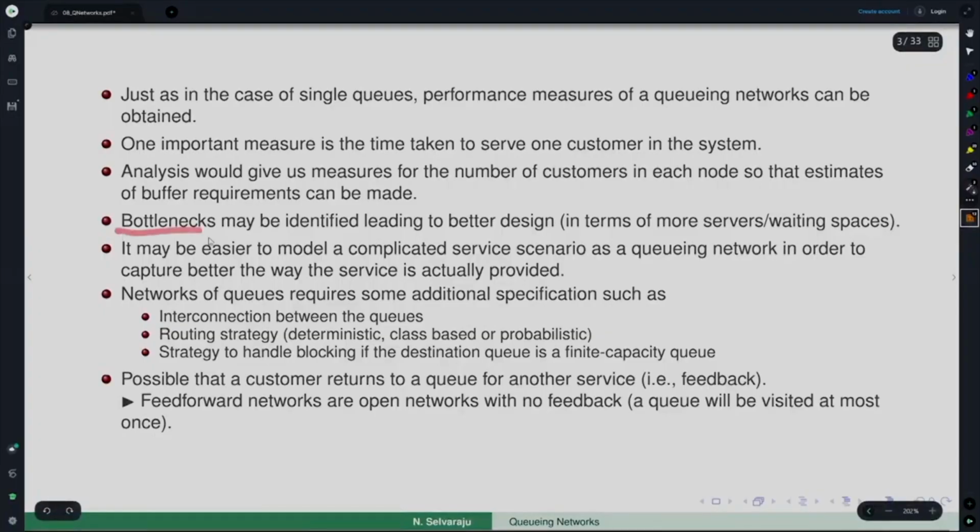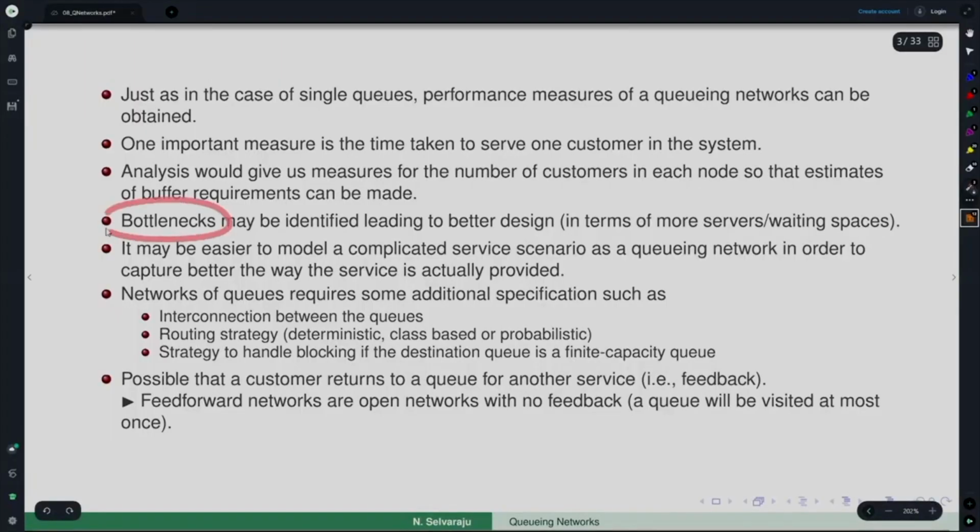So that the bottlenecks may be identified, right, and that will obviously lead to a better design, so that you can decide. Suppose in the specialist place a lot of queue is there, so what you can do is either think about increasing the number of specialists, or at least make the waiting space larger in this case, right. So that is a better designing aspect, right. To do that you need to understand.